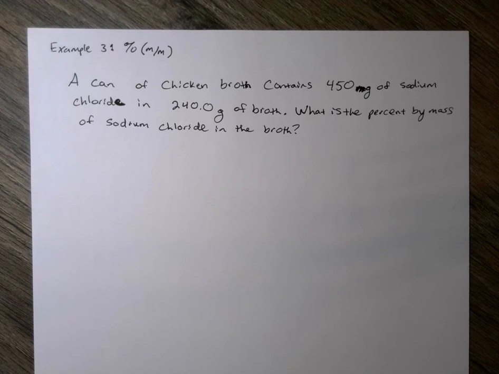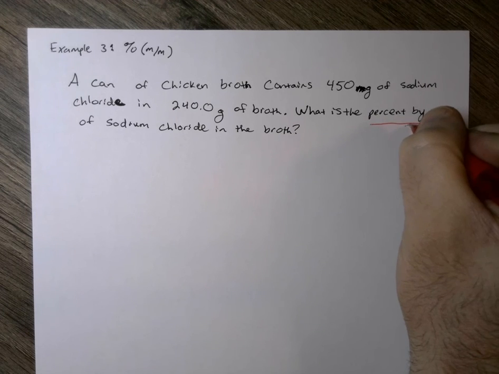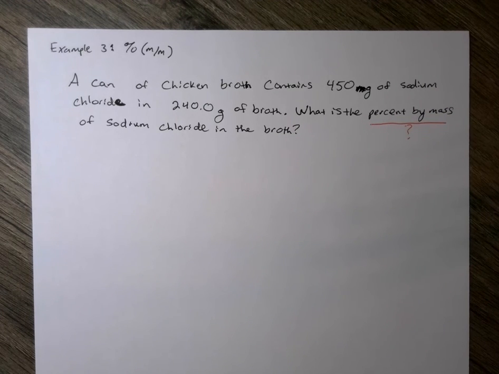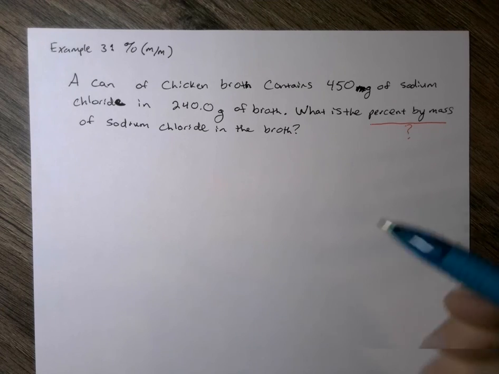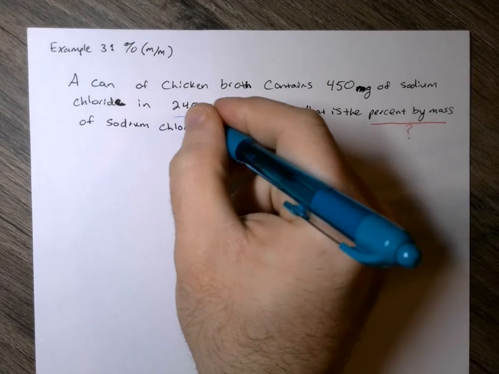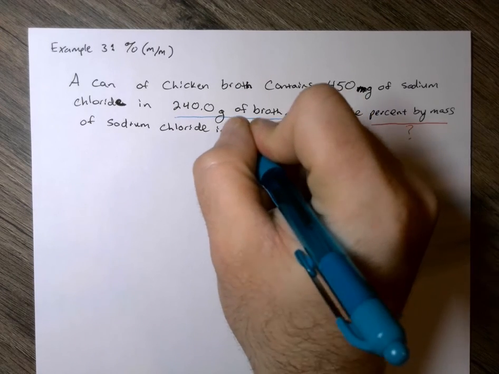So now let's look at our last example of our percent by mass. A can of chicken broth contains 450 milligrams of sodium chloride in 240.0 grams of broth. What is the percent by mass of sodium chloride in the broth? Okay, so it's asking us to find the percent by mass. So this is my unknown. It wants to know the percent by mass of the sodium chloride in the broth, which means the broth is therefore my total solution.